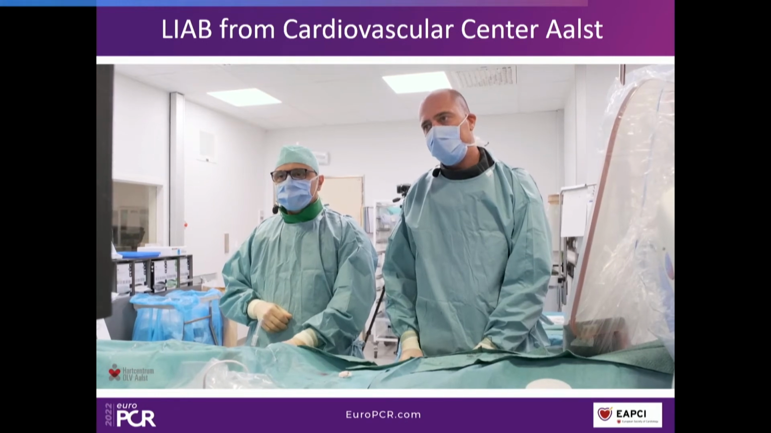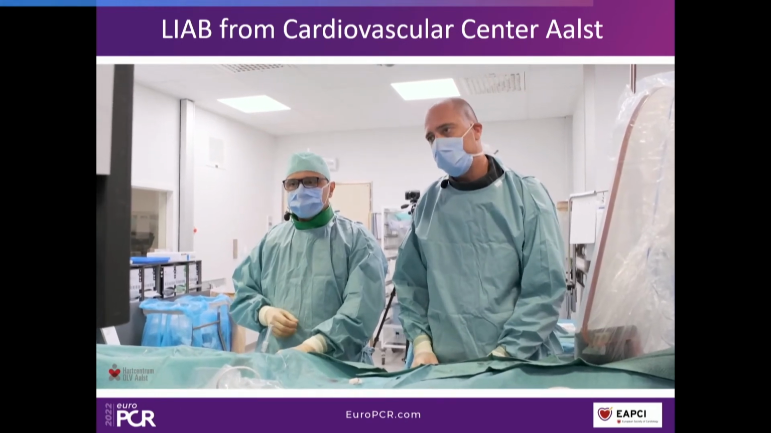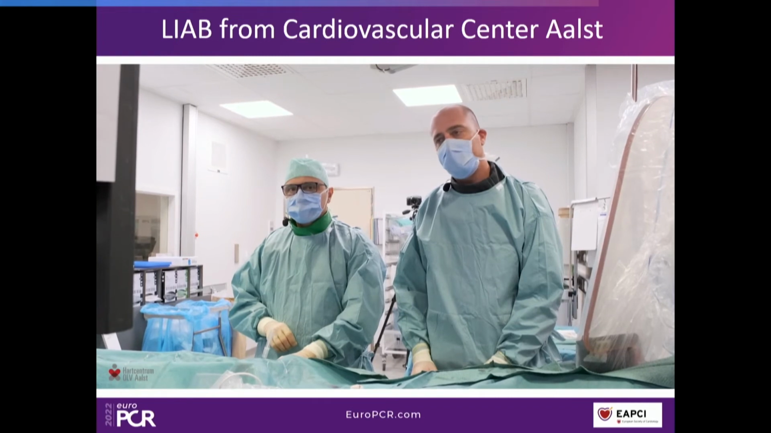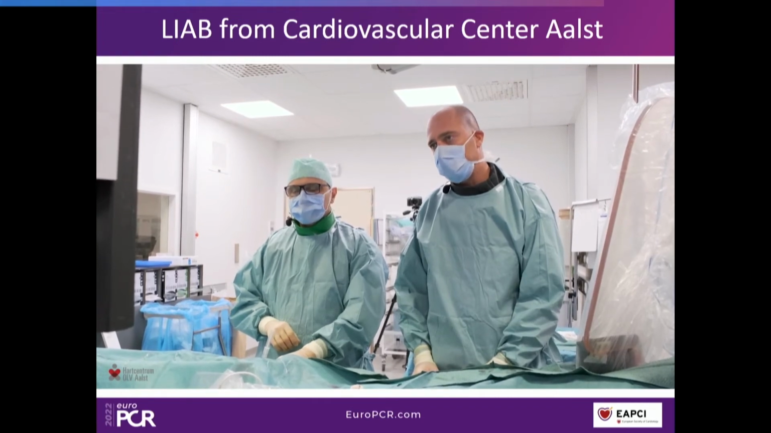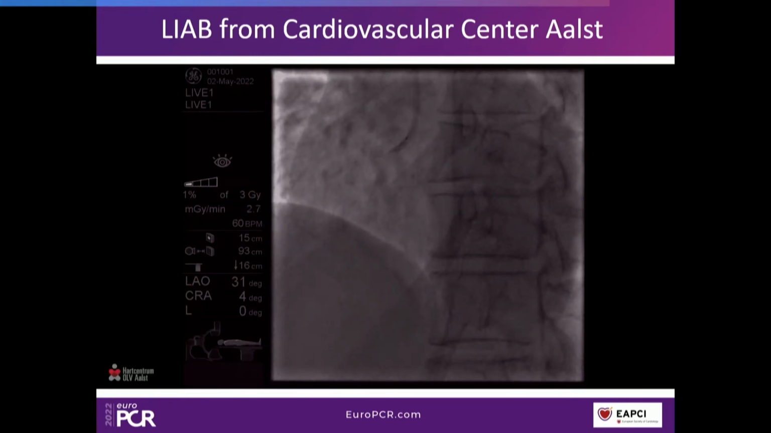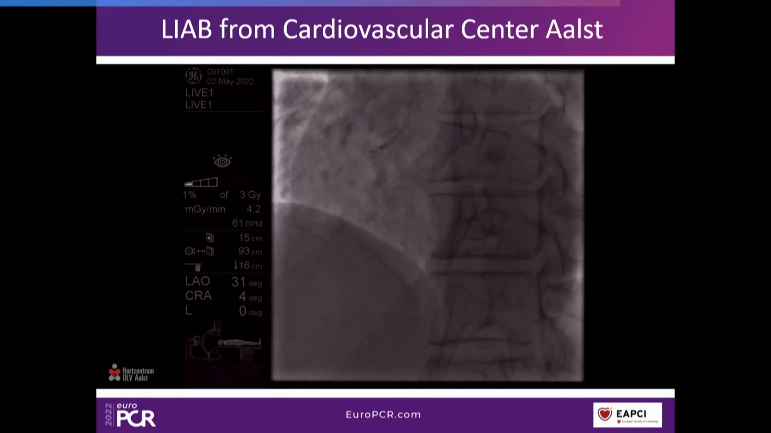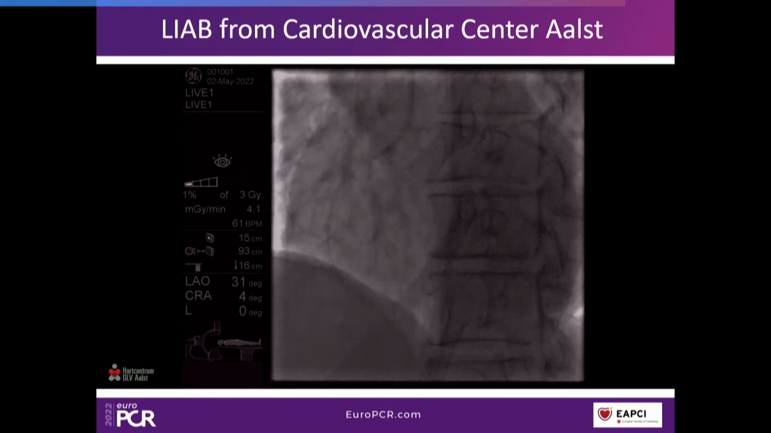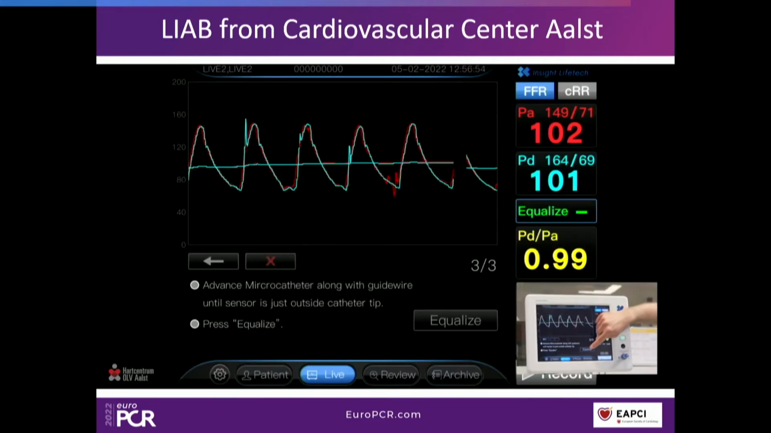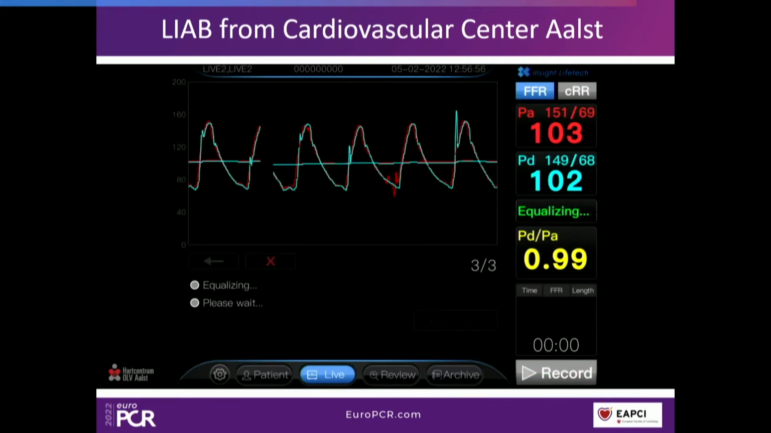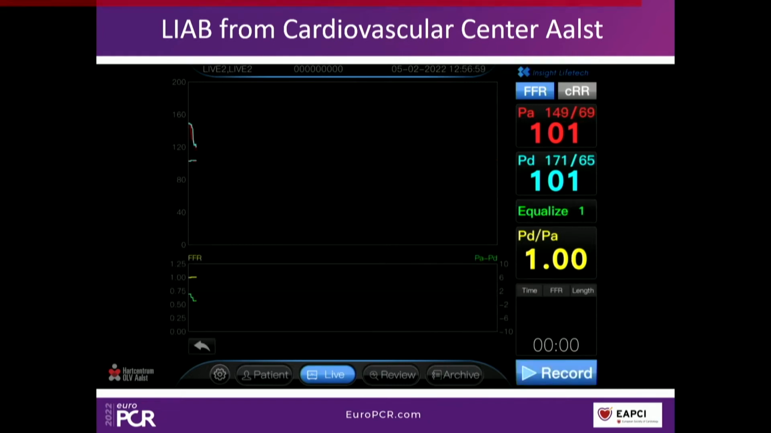Okay, so after introducing the catheter inside our guiding, we will start by equalizing the catheter. This is done at the tip of the guiding, and we know that the pressure sensor is in between the two radio-opaque markers. We push the equalize button, and Pd/Pa becomes 1. We have equalized.